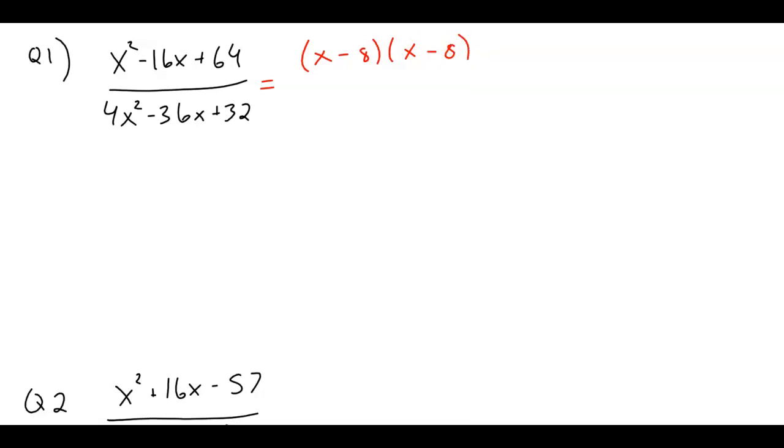So x minus 8 times x minus 8. Negative times negative is positive, and those add to be negative 16. On the bottom, there's a GCF. So remember, you have to factor out the GCF before you factor.